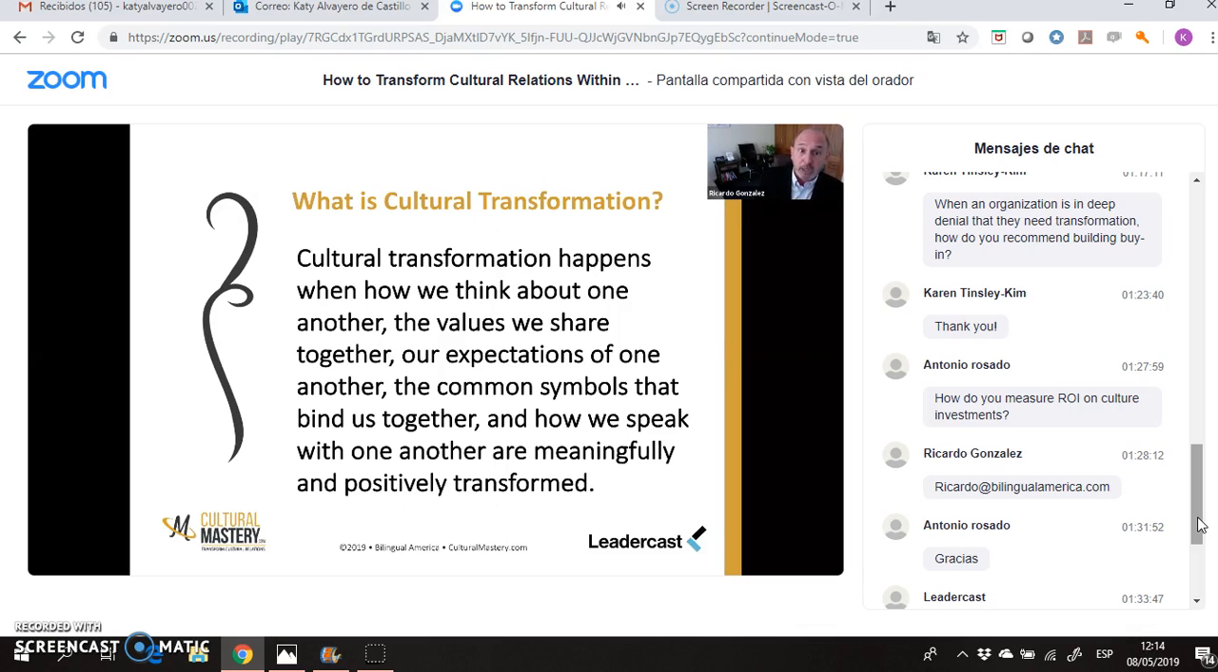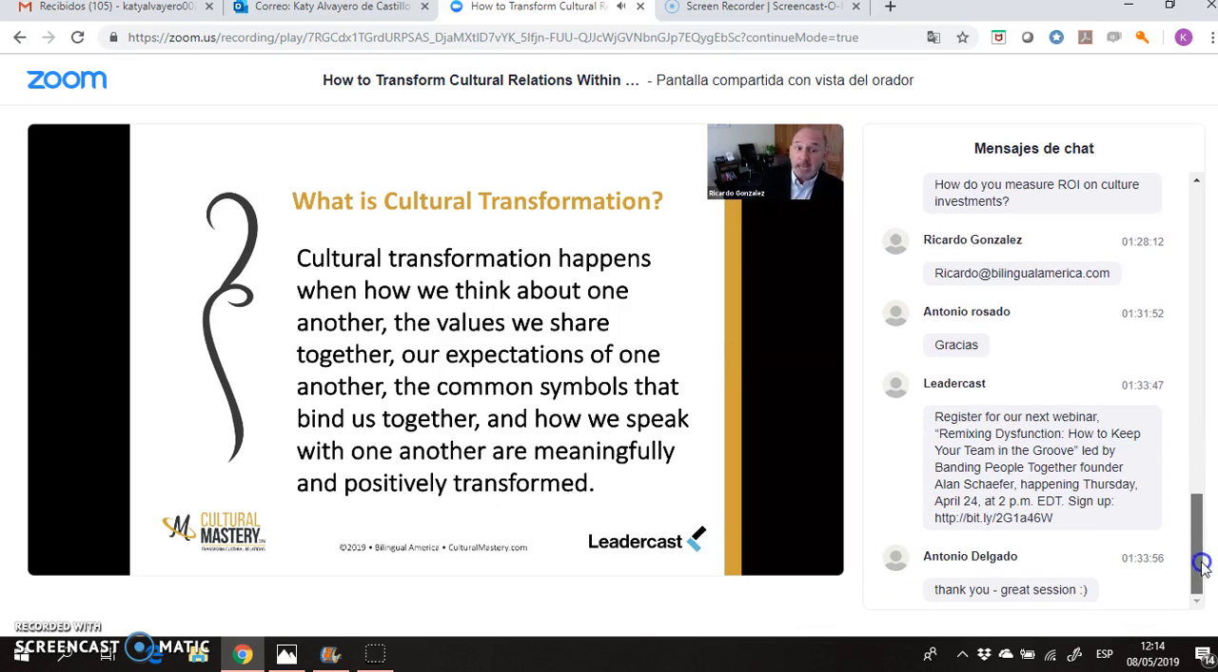So cultural transformation happens when how we think about one another, or the values that we share together, or the expectations we have of one another, or the symbols that we share that bind us together, right? And how we speak with one another are meaningfully, positively transformed. That's cultural transformation. Okay? So cultural transformation is not a new set of policies. It's not a new set of rules. It's not a new set of frameworks. Cultural transformation happens at the root. It happens with the people.